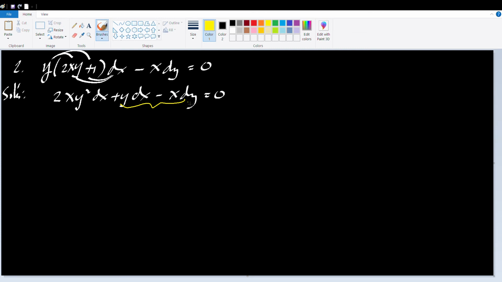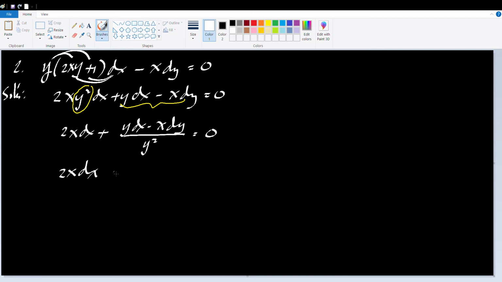What is the missing term here? The missing term is 1 over y squared, and y squared is actually an unwanted coefficient for your dx. So what we're going to do is we will divide everything by y squared, thus we'll get 2x dx plus (y dx minus x dy) over y squared equal to 0.